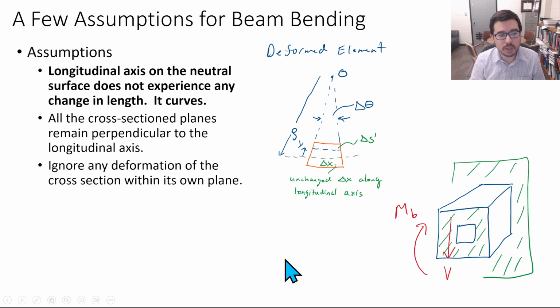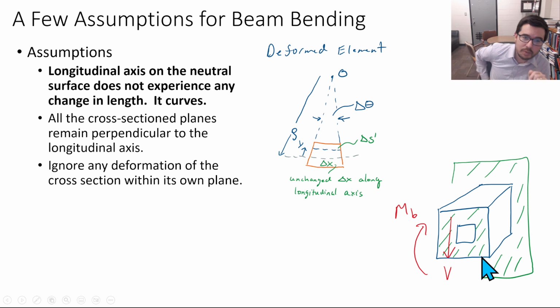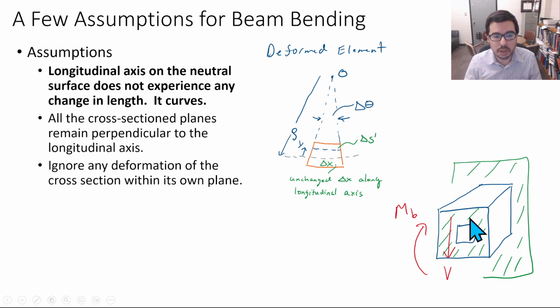And we're also going to ignore any deformation of the cross-section within its own plane. So yes, we showed that there could be deformation, and we'll describe actually the Poisson's ratio effect pretty soon. But for our purposes, when we do much of our calculations, which we'll do in a little bit, not today for deflection, but for stress at least, we're going to ignore any deformation in the cross section of the plane.